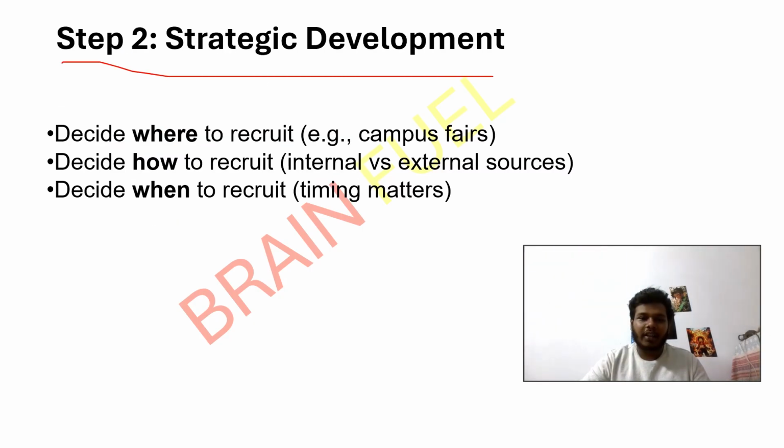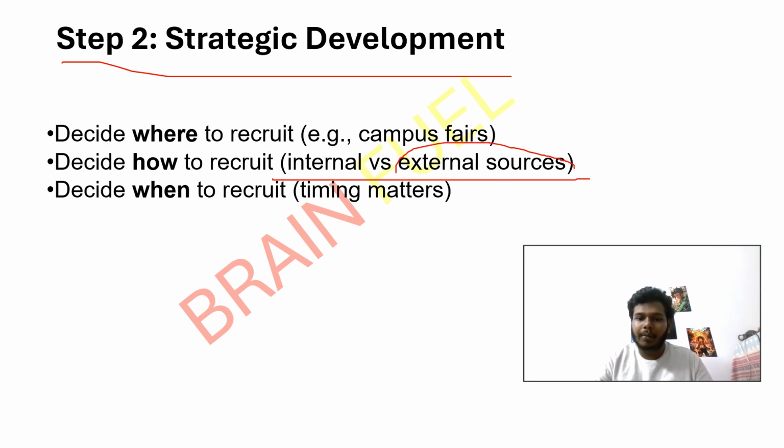Step 2, strategic development. Decide where to, how to, and when to recruit. Here, campus and fairs are examples. Okay, you know campus placements. So if you're looking for a person who can do coding, you can go for a campus which has BTech, and look for the people who are great at their skills, great at studying, great at coding, and you can hire them. And how to recruit: internal versus external sources.